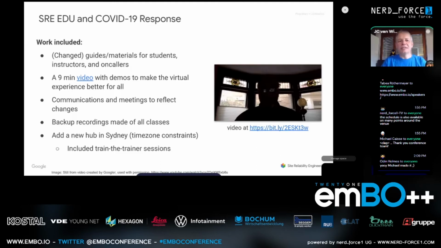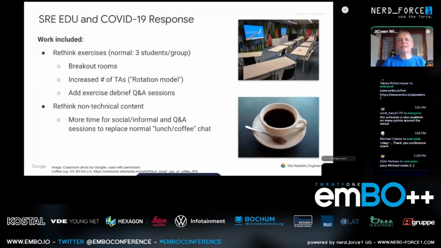Other work that we did is we had to rethink the exercises. Here on the right, you can see our classroom as it is in Zurich. And normally we would have 3 people sitting together as a group, where the middle person would do the driving and the troubleshooting, and the others would give advice on how to do the troubleshooting. Well, we have to rethink this, because everyone is going to be at home. So people need to share their screen, and yeah.